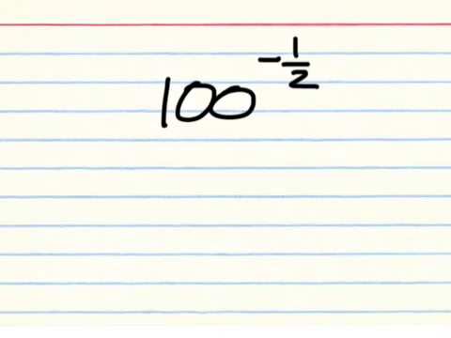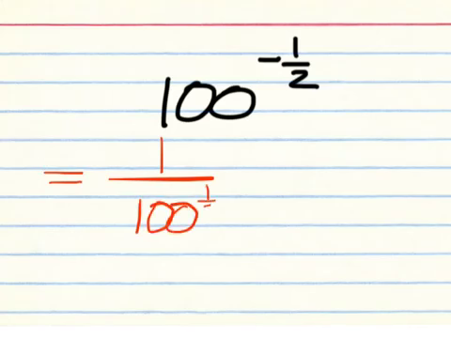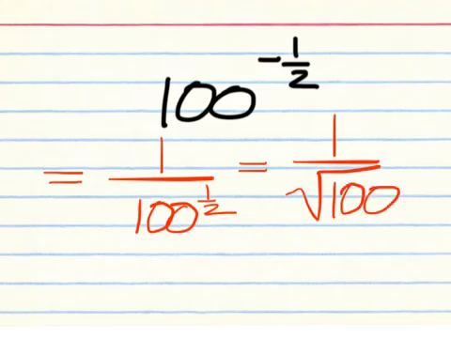And 100 to the negative half power. Now anytime you have a negative power, what that does is it switches what you have to the denominator of a fraction and turns it into 1 over 100 to the half power. And the exponent becomes positive. Then it's 1 over the square root of 100. And of course that would be 1 over 10.